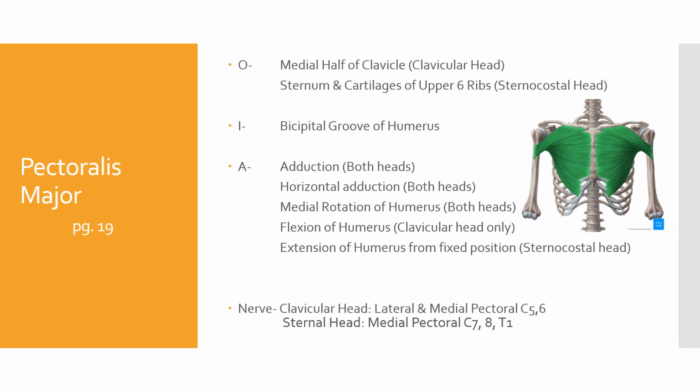Pectoralis major origins, medial half of clavicle, clavicular head, and sternum and cartilages of upper six ribs, sternocostal head. Insertion, bicipital groove of humerus. Five actions include adduction, both heads, horizontal adduction, both heads, medial rotation of humerus, both heads, flexion of humerus, clavicular head only, and extension of humerus from fixed position, sternocostal head.